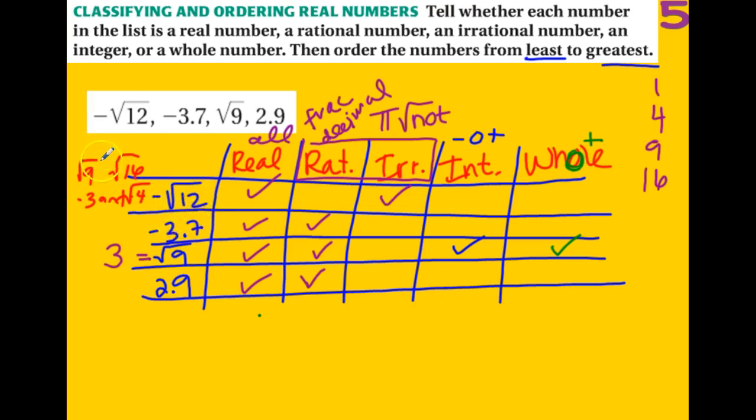The square root of 12 is right between 9 and 16, so it's around 3.5 something, maybe a little bit less, because it's only 3 numbers from 9 to 12 and 4 numbers from 12 to 16, so it's a little bit less than 3.5. So negative 3.7 is actually the biggest negative number, because negative square root of 12 is really only like negative 3.5 or 3.4. Then our positive numbers, the least is 2.9, and then our greatest is 3.